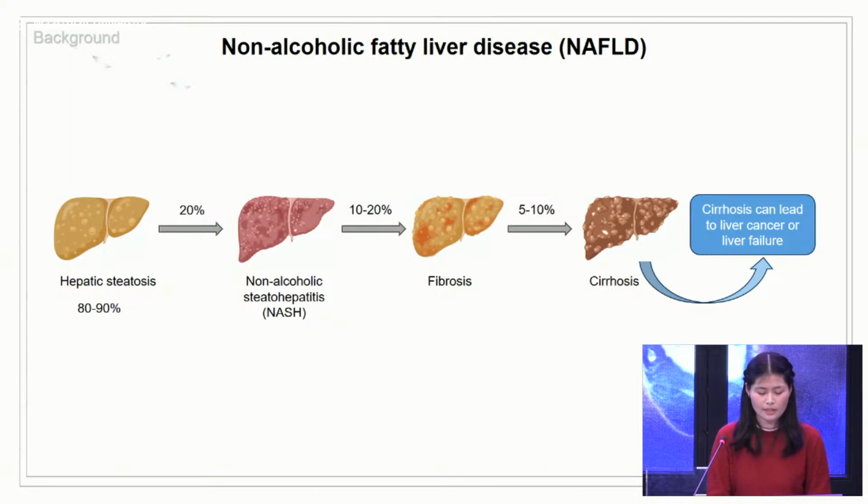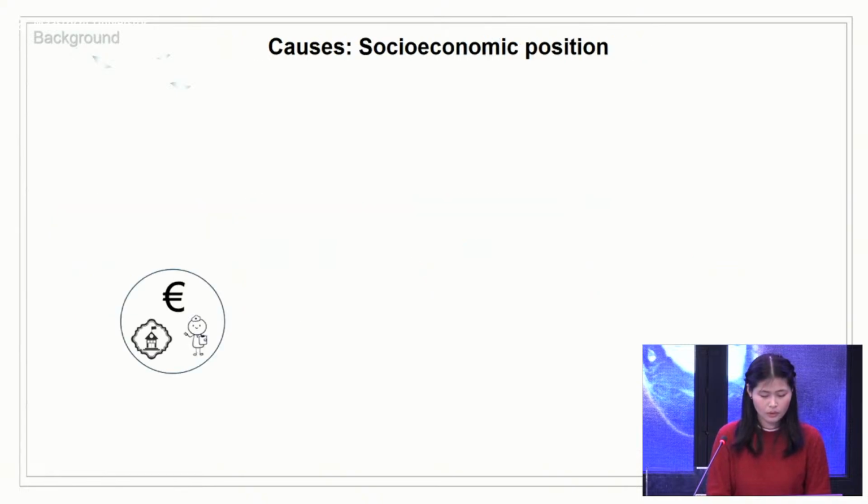Since NAFLD is such a serious problem, we would like to find out what causes NAFLD in order to take effective preventive measures. Socioeconomic position may be such a cause. Socioeconomic position is used to measure somebody's social class position. It includes a lot of indicators. Among them, education, income, and occupational status are the most frequently used.